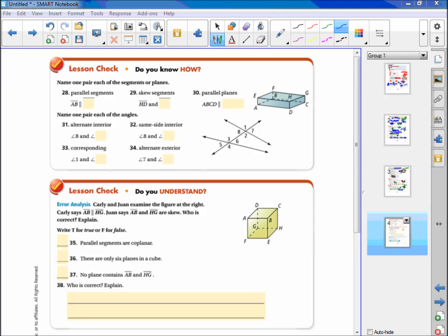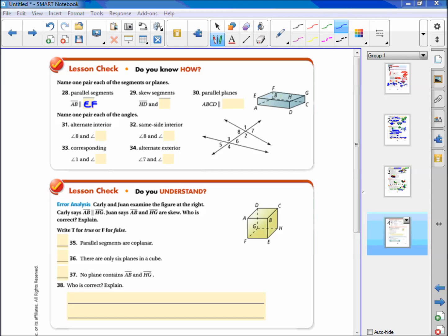Okay. Parallel segments. So we want to know who's parallel. AB is parallel to, and we only have to name one pair here. So we could say EF. Okay, they're both on the back left side. We could also put HG or CD there. Those are all possible answers.